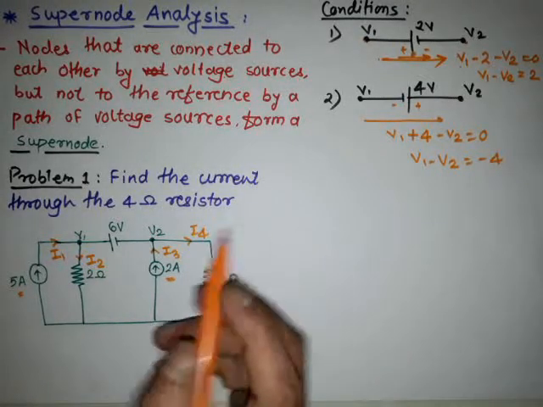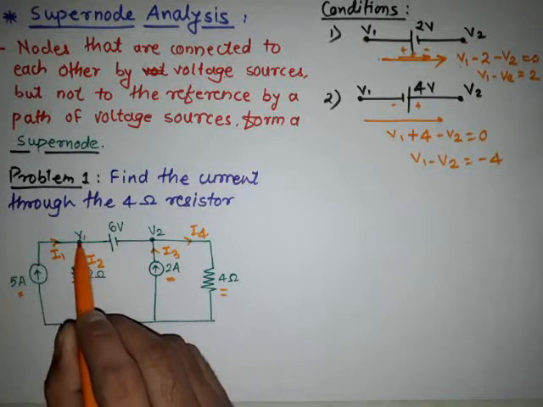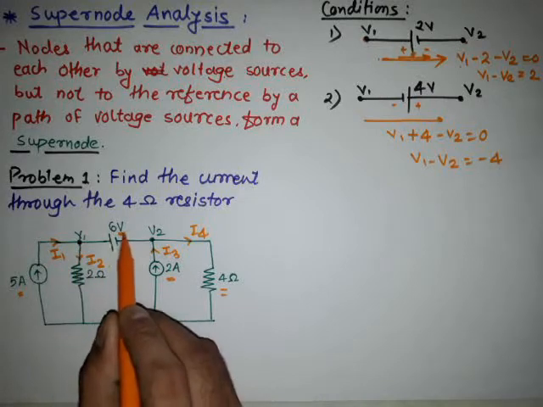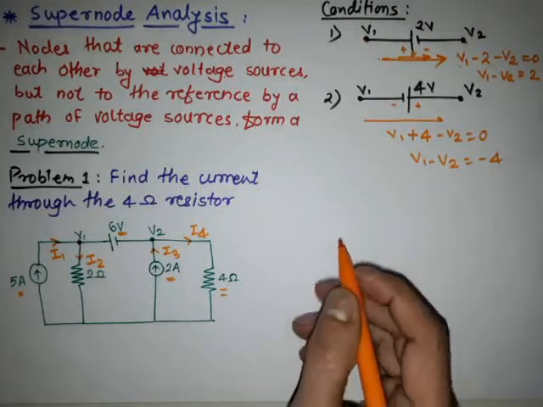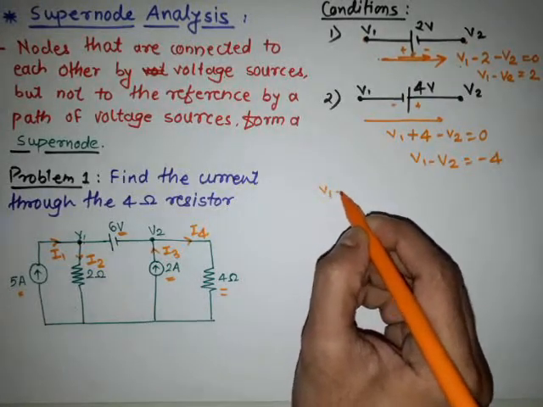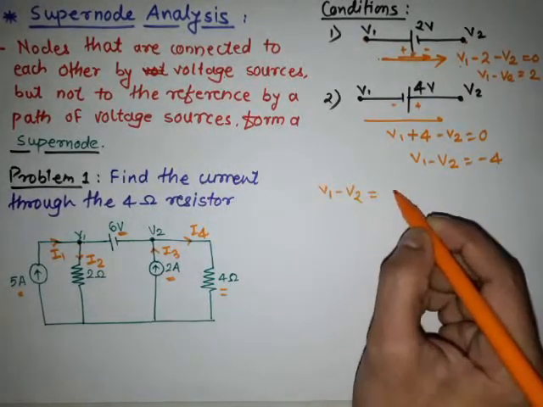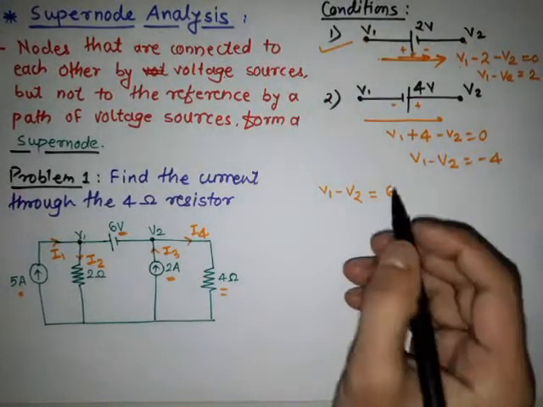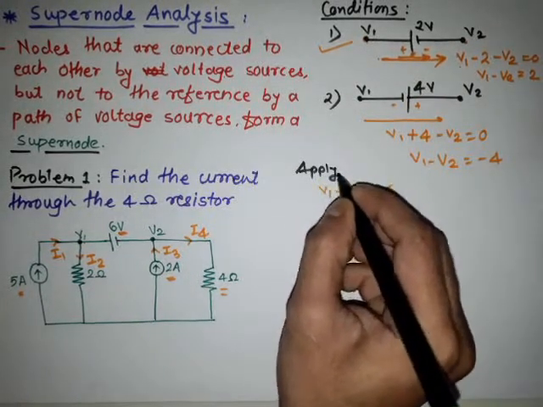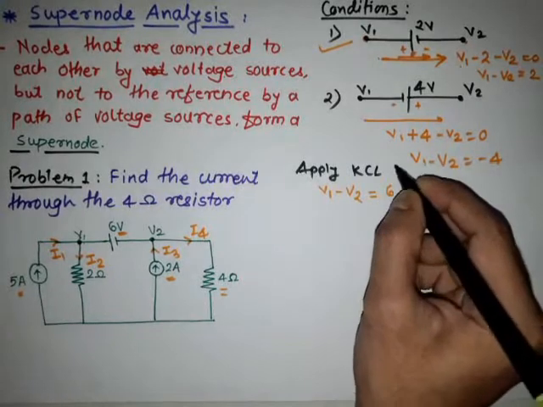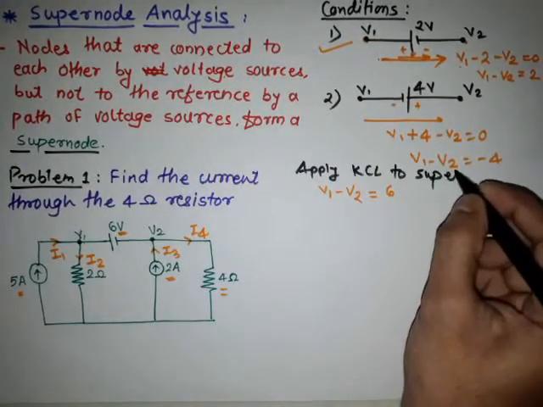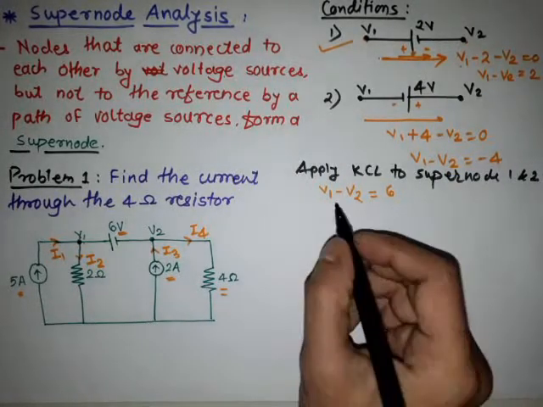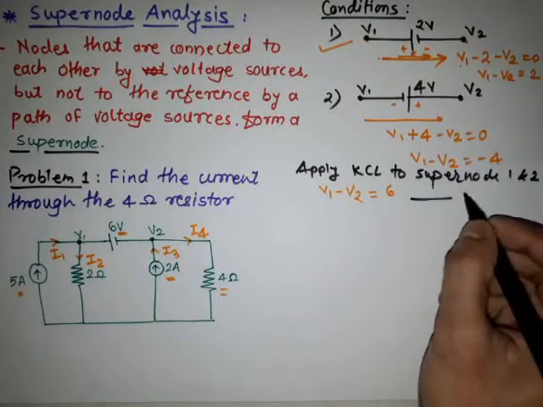Now we have to first find the equation for the supernode. So for this supernode, which has the 6 volt source between V1 and V2, we get the equation like this. For the supernode, V1 minus V2 is equal to 6, as you have seen in the first case. This is the equation for the supernode. First step is apply KCL to supernode 1 and 2. So V1 minus V2 is equal to 6. Suppose this is the first equation.